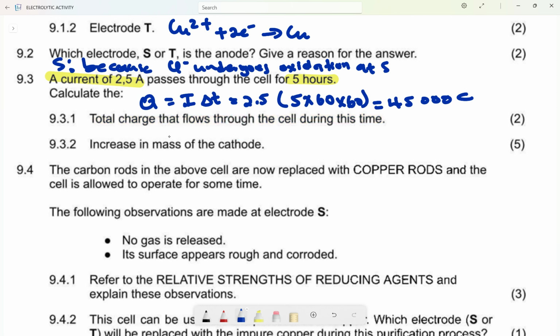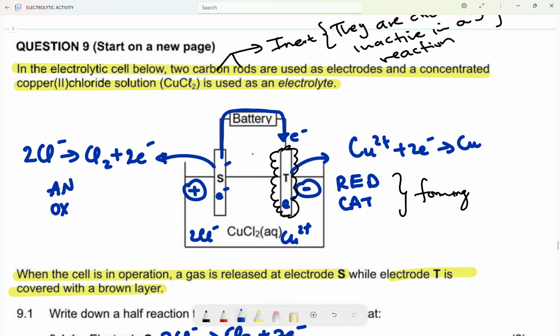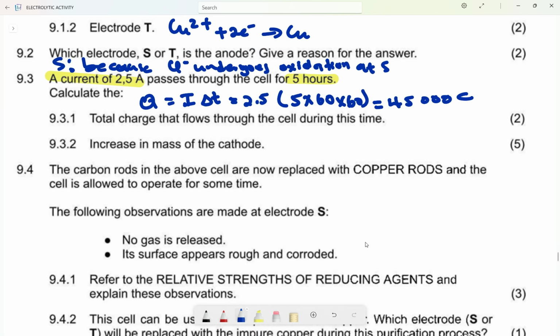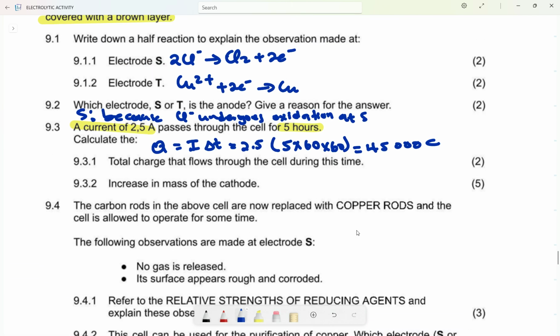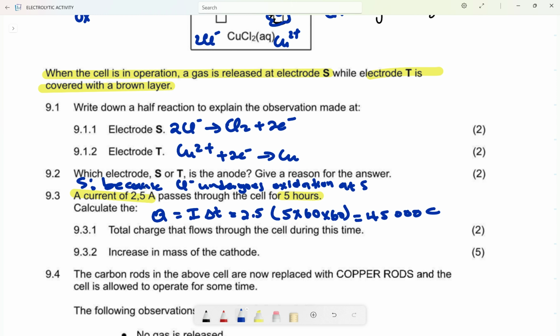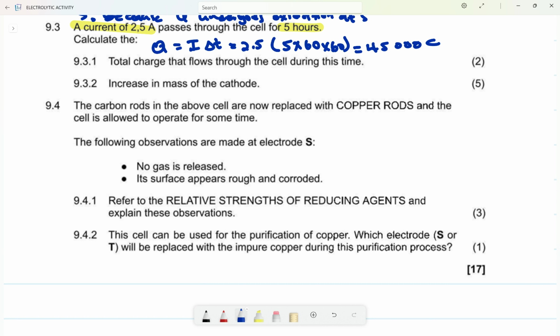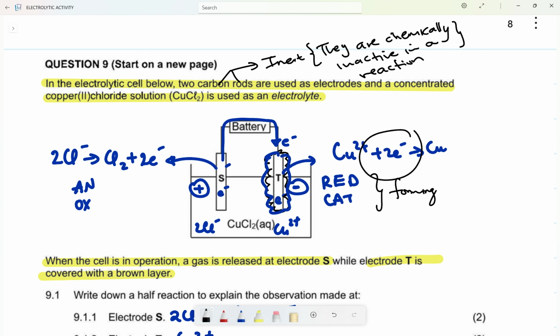Okay. And then they say calculate the increase in mass of the cathode. Remember, I said that at the cathode we're going to be forming what? Copper. Now there will be an increase in the copper. So how can we do that? First things first, we'll need to convert the charge to number of electrons. We'll need to see the number of electrons that are gained in here, the number of electrons that are transferred to that part.